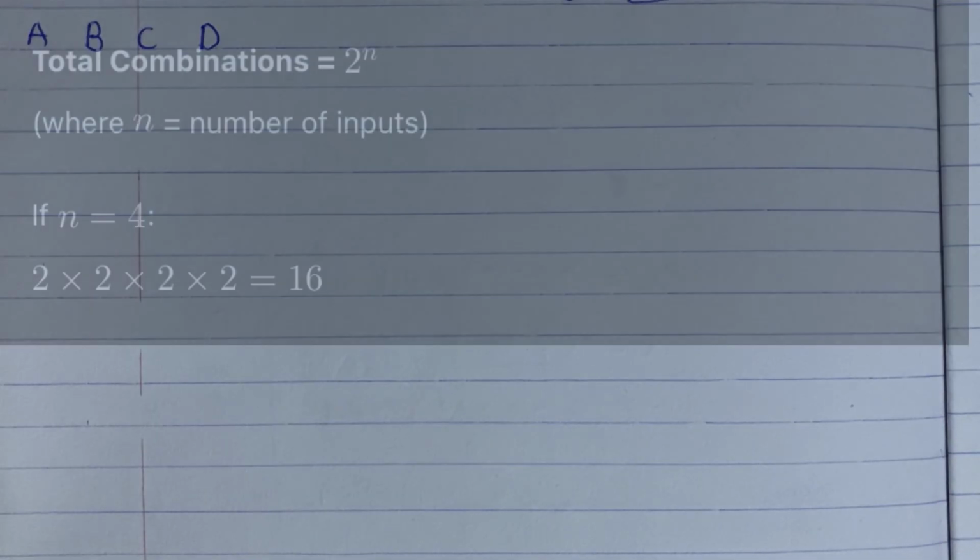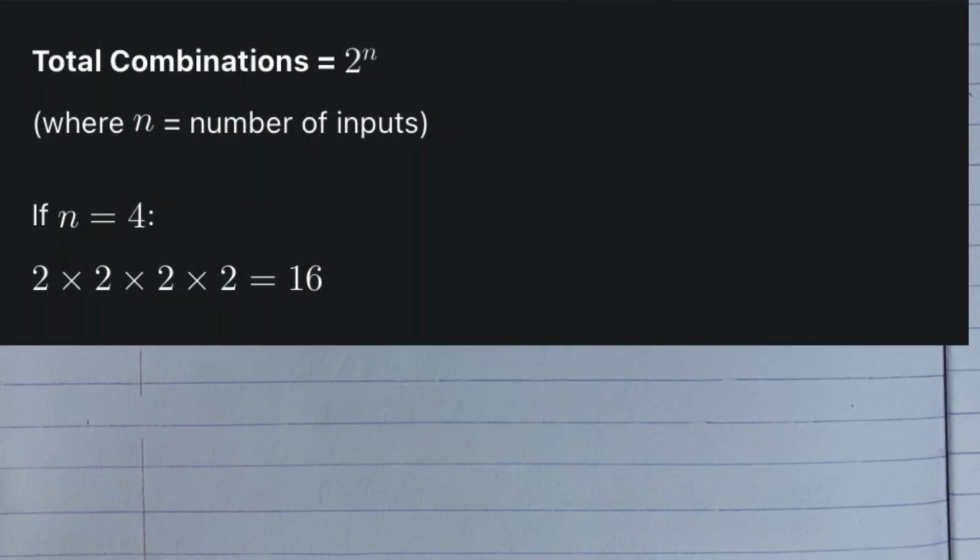Now let's quickly draw our truth table. So for 4 inputs, we are going to have 16 possibilities. The formula is 2 exponent n, where n is the number of inputs or variables. So we have 4 inputs here. 2 exponent 4 equals 16. So this is how we do it.